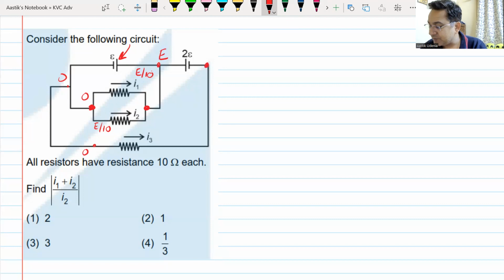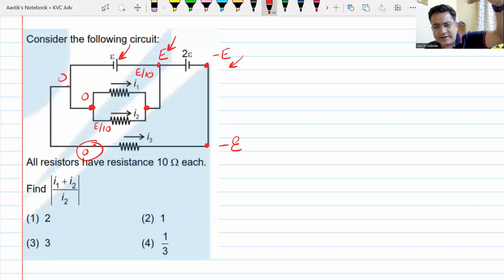Now you can find out the potential of this point. The potential difference has to be 2E, so that point has to be minus E. This potential will be minus E, this potential would be 0. So current here is also E by 10. So I1 plus I2 is 2E by 10, I3 is E by 10. The ratio becomes half. You can straight away get the answer like this. Good.